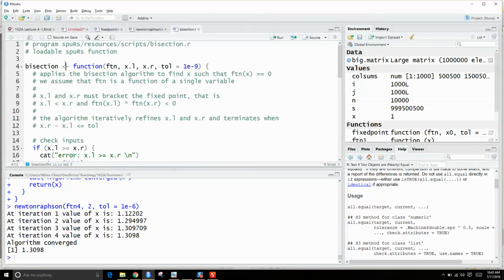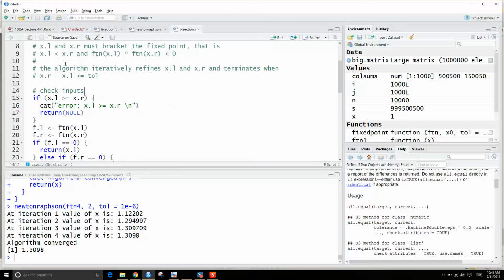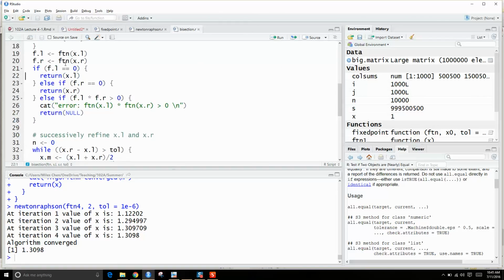Okay, so let's just look at the bisection method. It requires a function that is going to return a single value. We give it the left side and the right side, and we give an error if the left is bigger than the right. Then we calculate the function at the left side and the function at the right side.